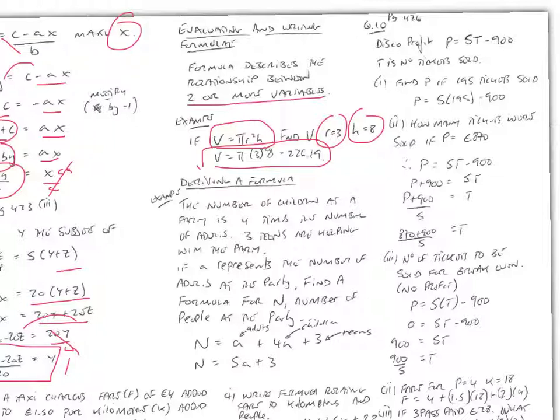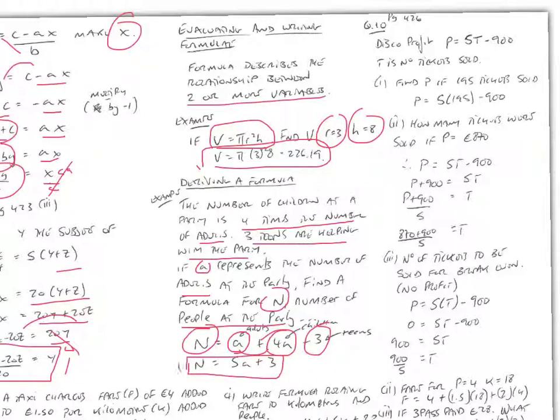On the other hand, deriving a formula. The number of children at a party is 4 times the number of adults. 3 teens are helping with the party. If A represents the number of adults at the party, find a formula for n, the number of people at the party. Well, n is equal to A, the number of adults, plus 4 times that, which is the number of children, plus the 3 teens. So gather your terms. The number of people at the party is 5 times A, which is the number of adults, plus 3.